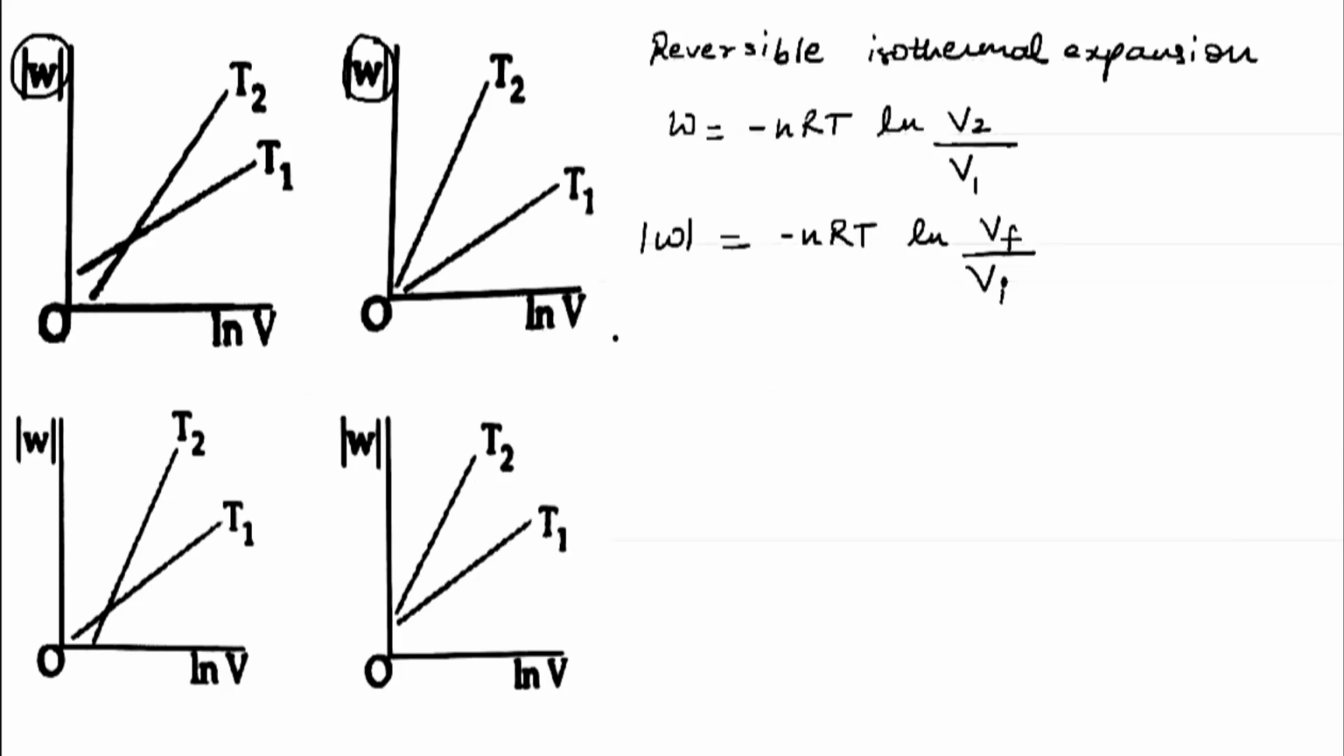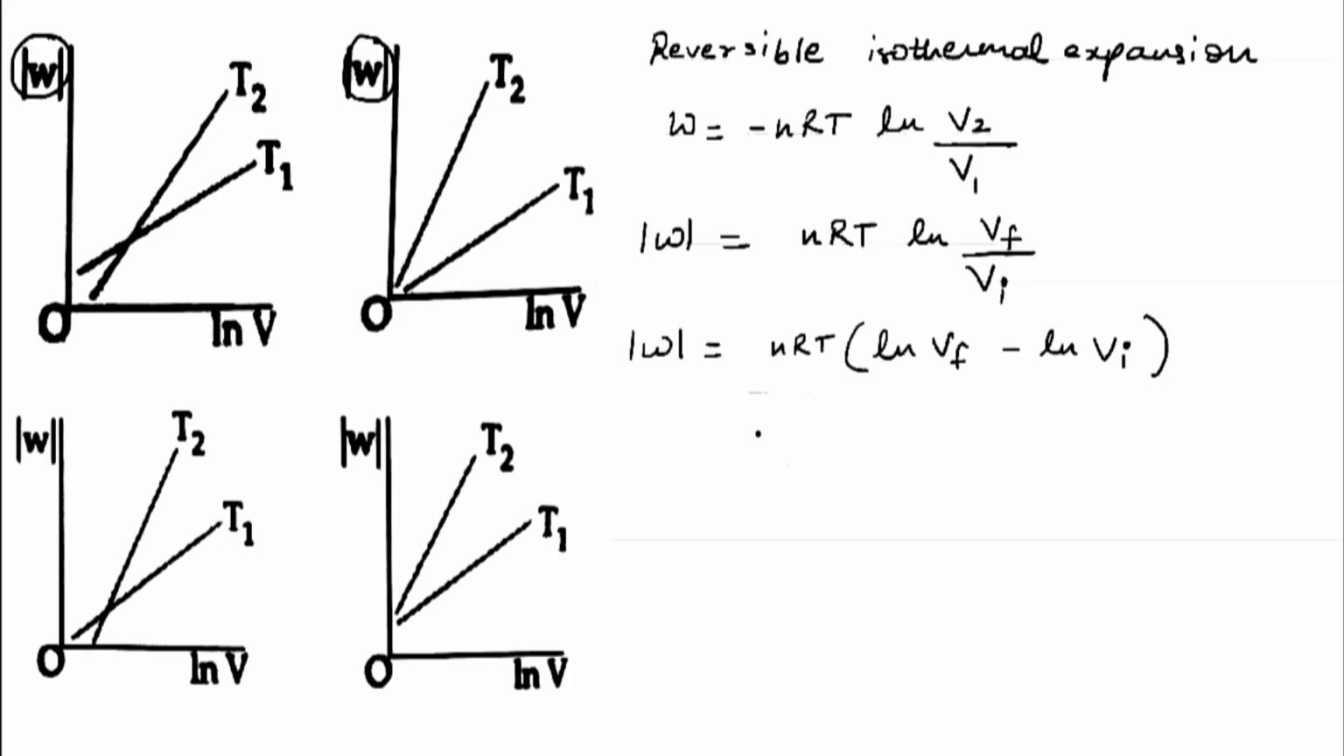So let us expand this expression. It's going to be W is equal to minus nRT (ln Vf minus ln Vi). Oh, I'm sorry, here we had to remove this minus because it has become mod now. So now this is going to be nRT (ln Vf minus ln Vi). Since mod was there, that is the reason we have erased the negative sign over here.